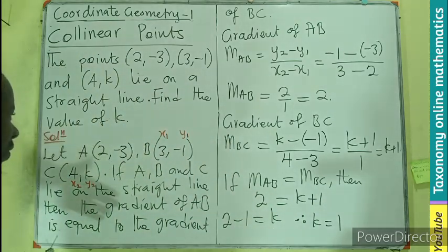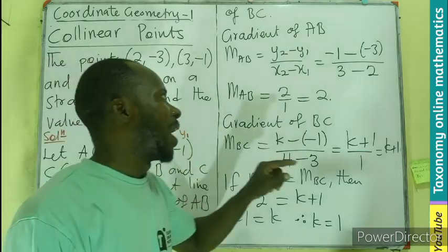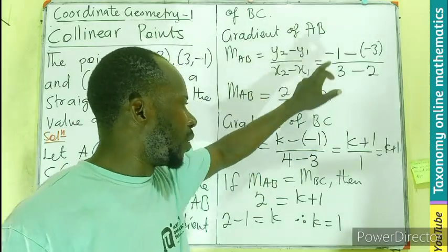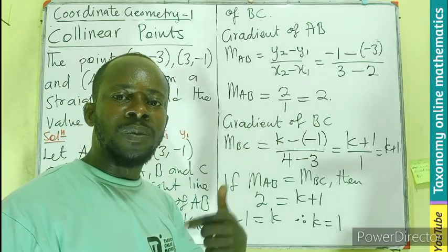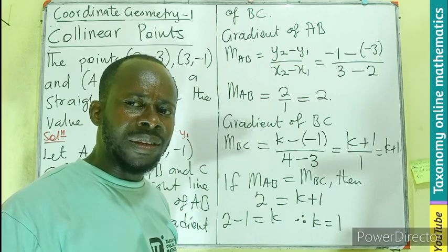So it is only when k equals 1 that the gradient of AB will be equal to that of BC. I'm sure the concept of collinear points is clear.